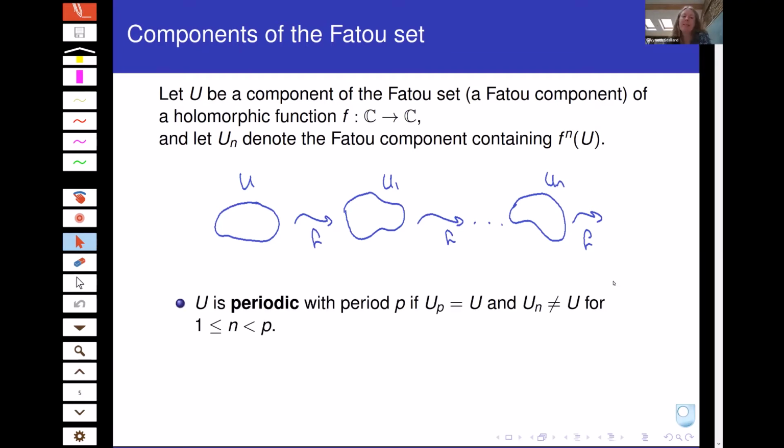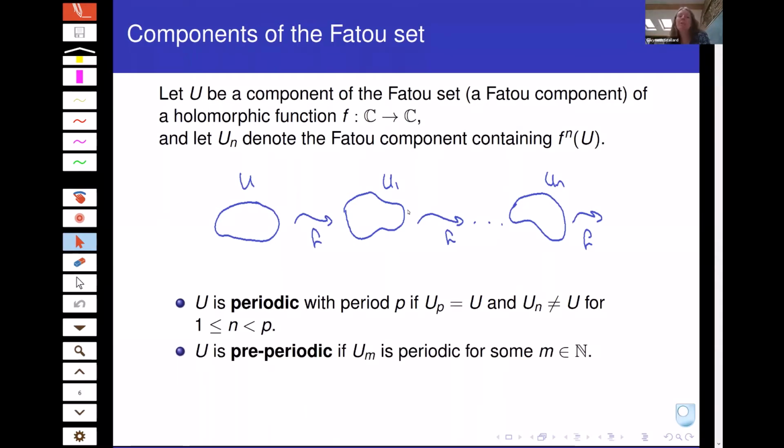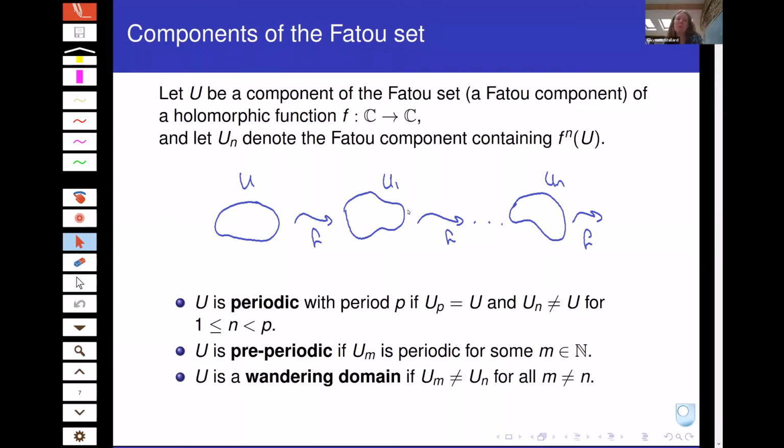And as I'm sure you all know, you could have a situation where you have a periodic Fatou component, so that you eventually map back into the Fatou component that you started off in. Or you could have a pre-periodic one where you map forward for a few steps and then you map into some cycle. And then we have the case that I want to talk about today, which is wandering domains, when at each stage of this picture, every component is different to any others. You never come back to the same place.